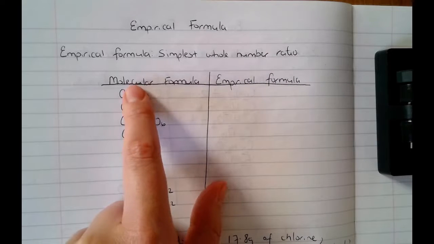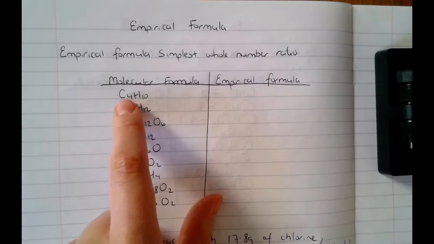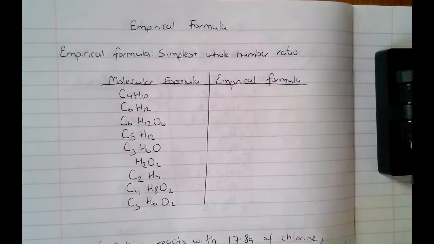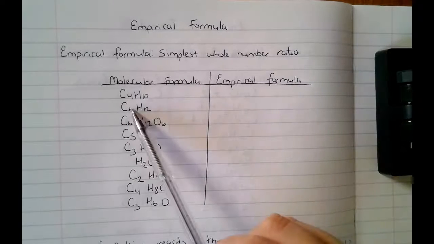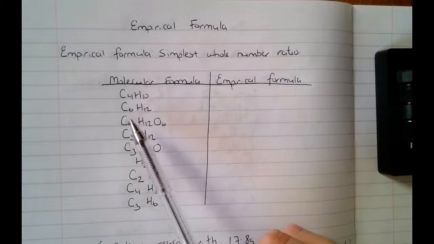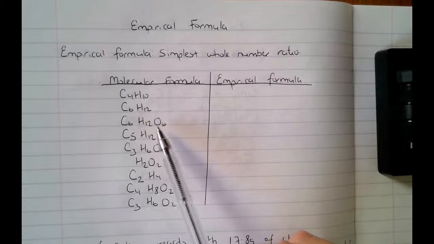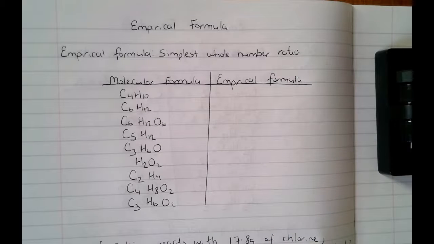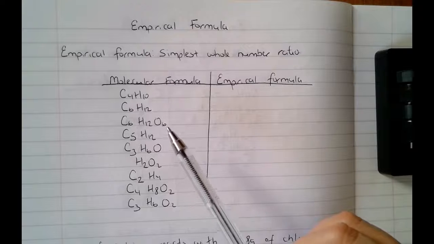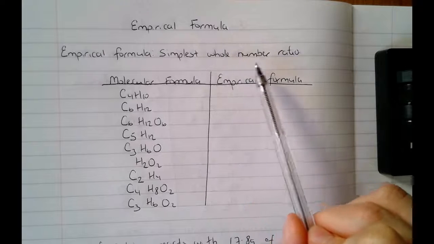The molecular formula tells you exactly how many atoms are present. So for example here, I've got C4H10, which tells me I've got 4 carbons and 10 hydrogens. The next one, I've got 6 carbons and 12 hydrogens. The next one, 6 carbons, 12 hydrogens, 6 oxygens. So molecular formula is telling me exactly how many atoms of each element I have got in my compound. The empirical formula, on the other hand, is just the simplest whole number ratio.